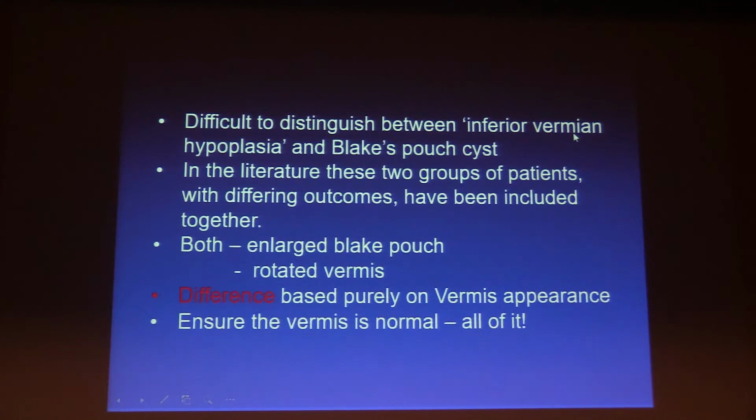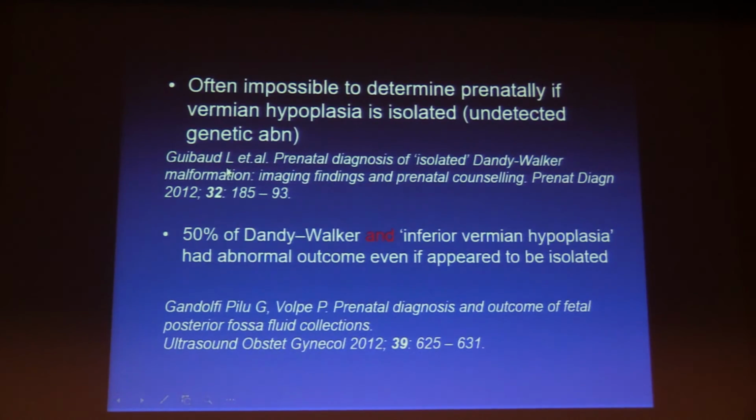In the literature, these two groups have always been put together, and they were not well differentiated, so that we cannot tell which one has a good prognosis. And again, we're back to the vermis appearance. So you really have to ensure the vermis is normal, and if all of it is there, just continue following it. The work from Guibaud says it's often impossible to determine prenatally if vermian hypoplasia is isolated. So we have to check all these cases for genetic abnormalities, and they have something like 40 or 50% of them. Another work, from Godolphin, found 50% of Dandy Walker and inferior vermian hypoplasia have abnormal outcome, even if they appear to be isolated prenatally and postnatally.